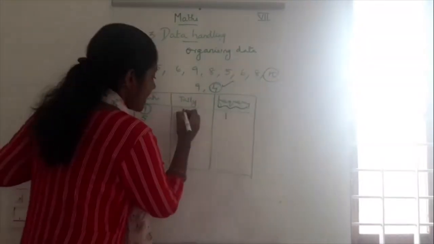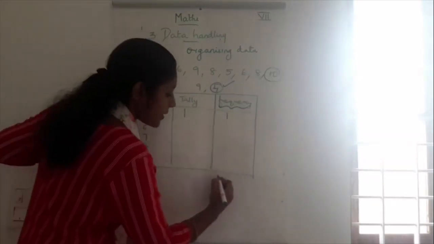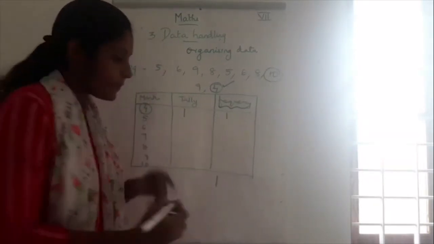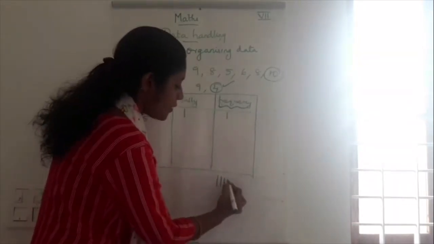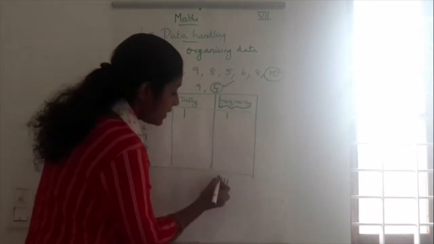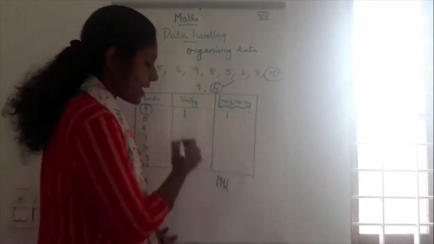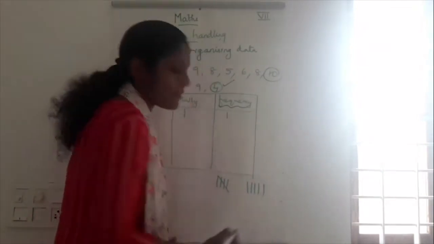Then we are going to write the tally as this. Tally mark means, when we say 1, we will draw 1 line, 2 we will draw 2 lines, for 3 we will draw 3 lines, 4 we will draw 4 lines and 5 we will cross cut it. When we say 5, we will cross cut. It is not 5 separate lines, 1 2 3 4 5.